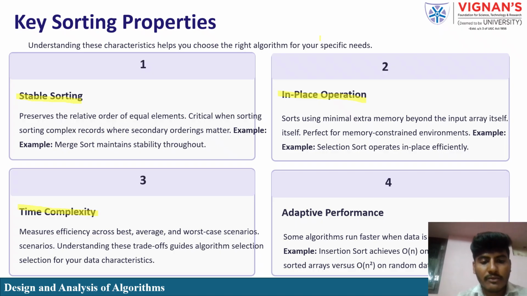And the fourth one is adaptive performance. The algorithm performs fast on nearly sorted arrays. If this is the situation, we can use insertion sort. Insertion sort takes big O of n for nearly sorted arrays.